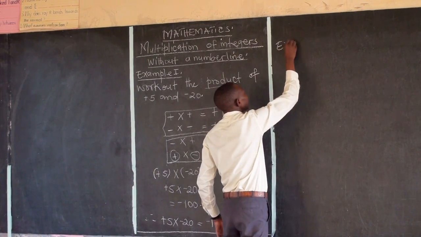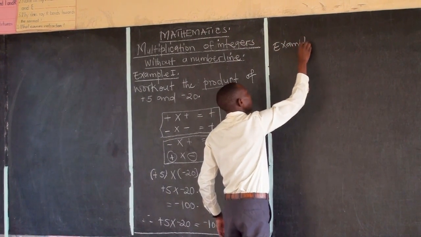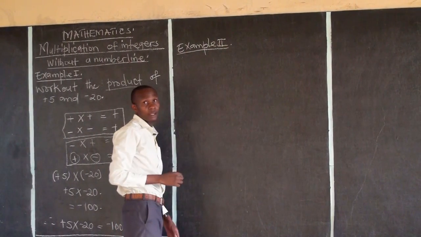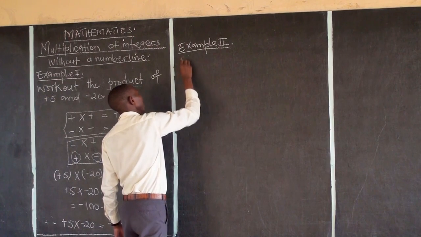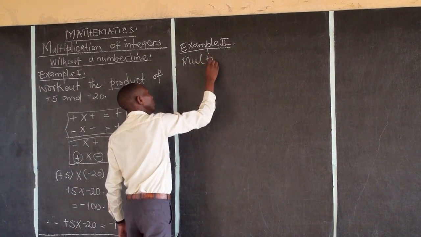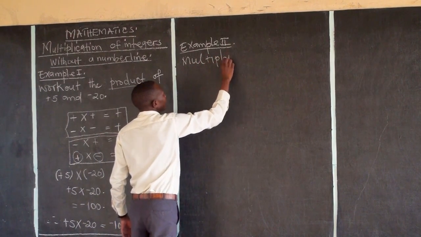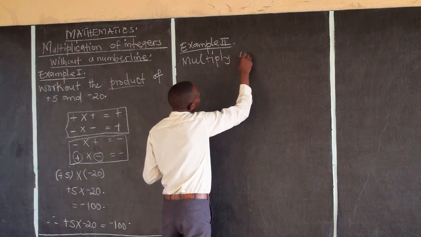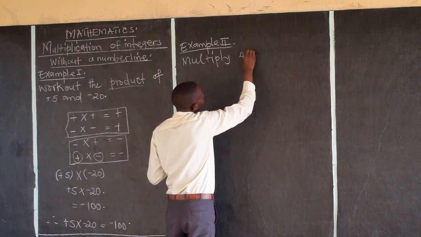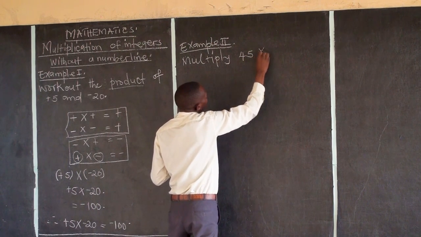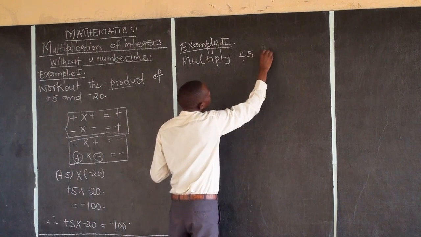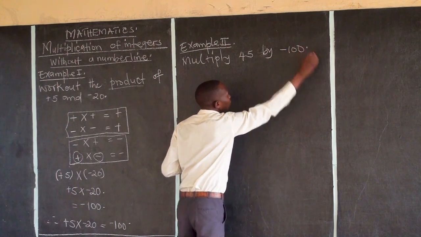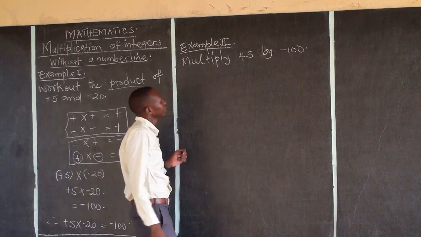So when you look at example 2, example 2 says multiply 45 by negative 100. So I want us to look at that.